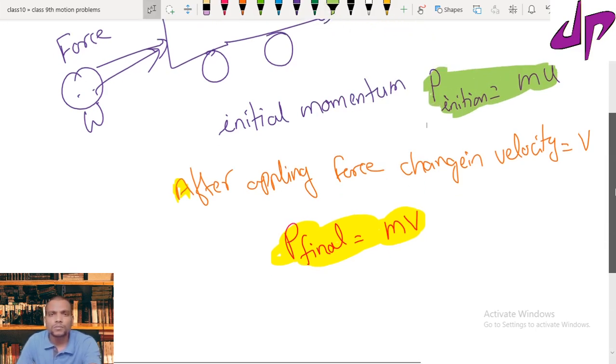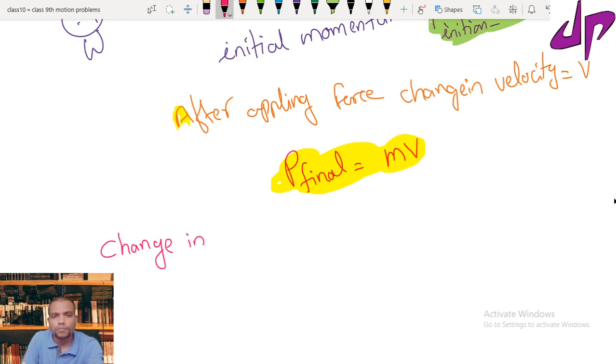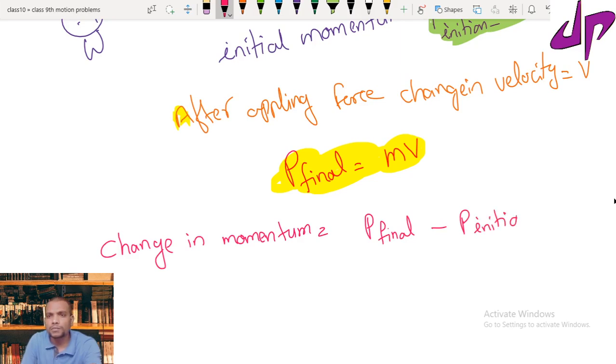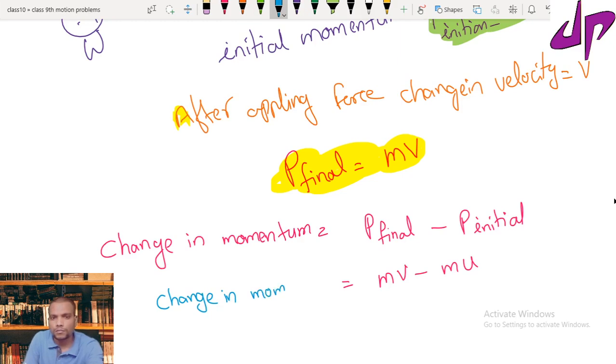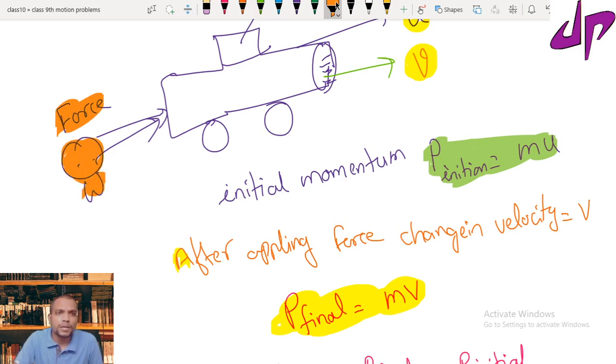Now I need to calculate the change in momentum. Change in momentum equals final momentum minus initial momentum. If you subtract the final momentum mv minus the initial momentum mu, this is the change in momentum. The change in momentum is caused because we applied force. So the applied force is the cause of the change in momentum. The person who is applying a force on the car causes the change in momentum.